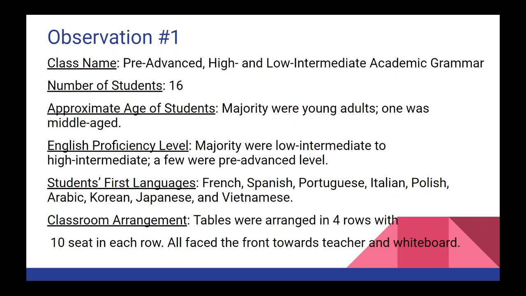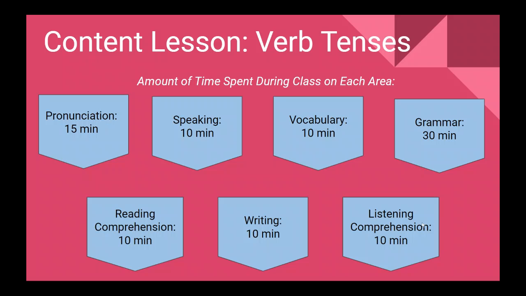And in the class arrangement, there were 4 rows that had 10 seats in each row. All of those faced the teacher and the whiteboard. So this first lesson was on verb tenses.